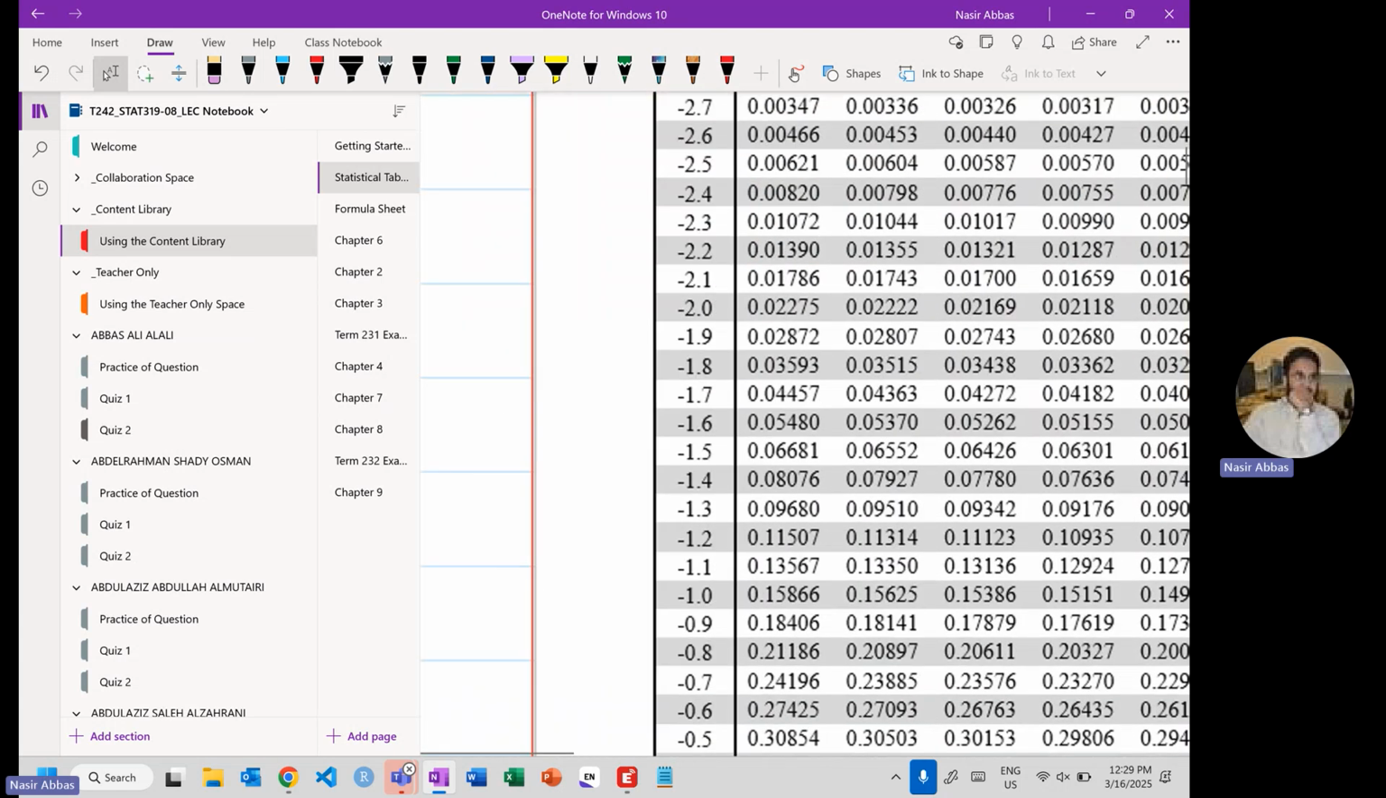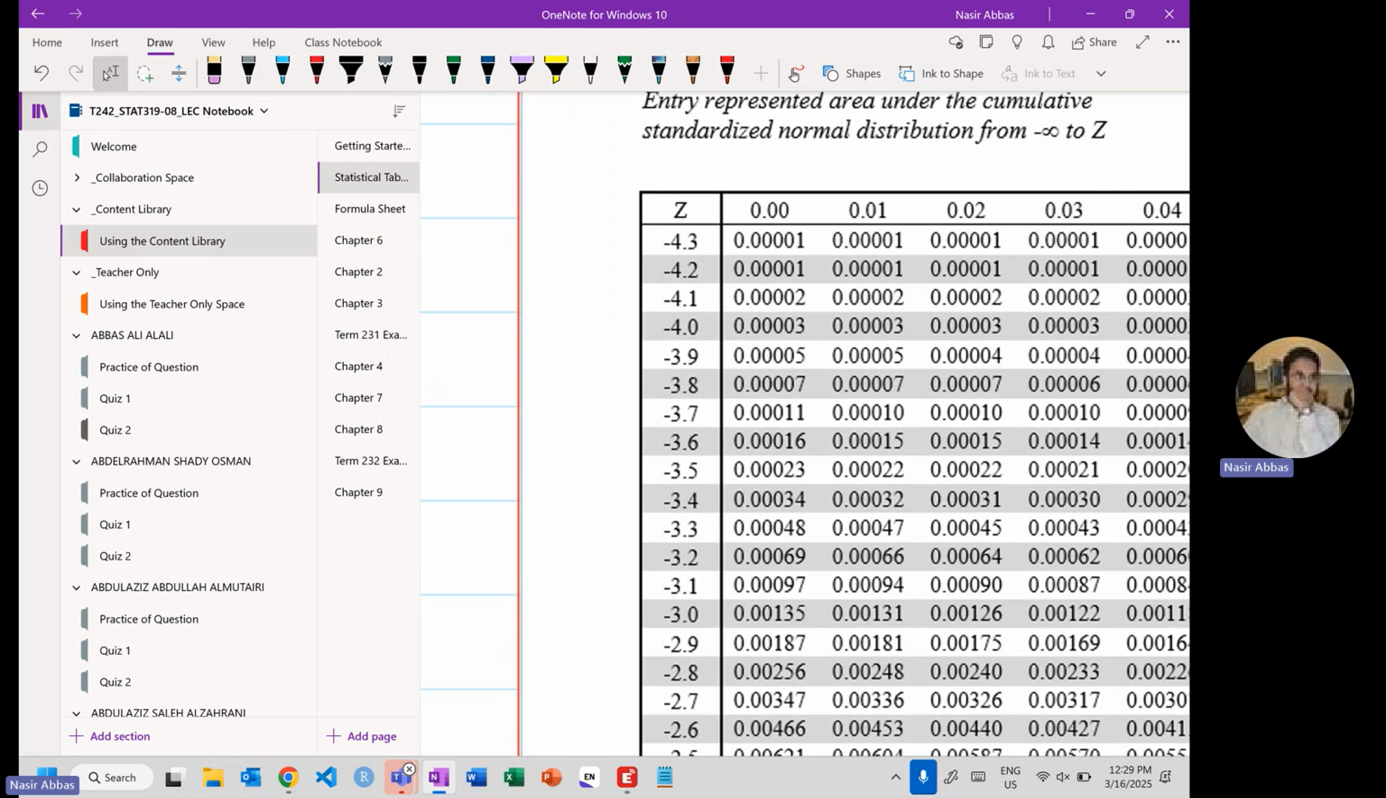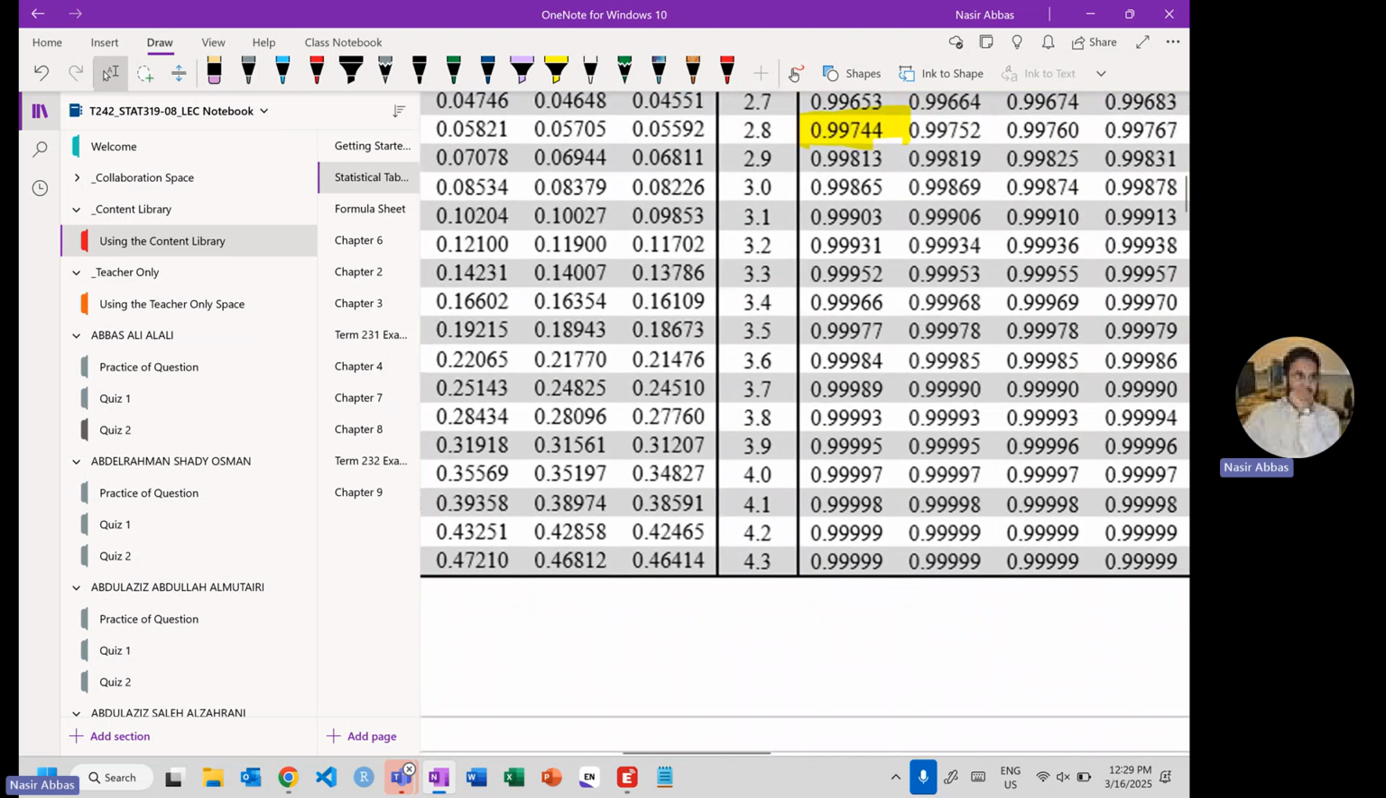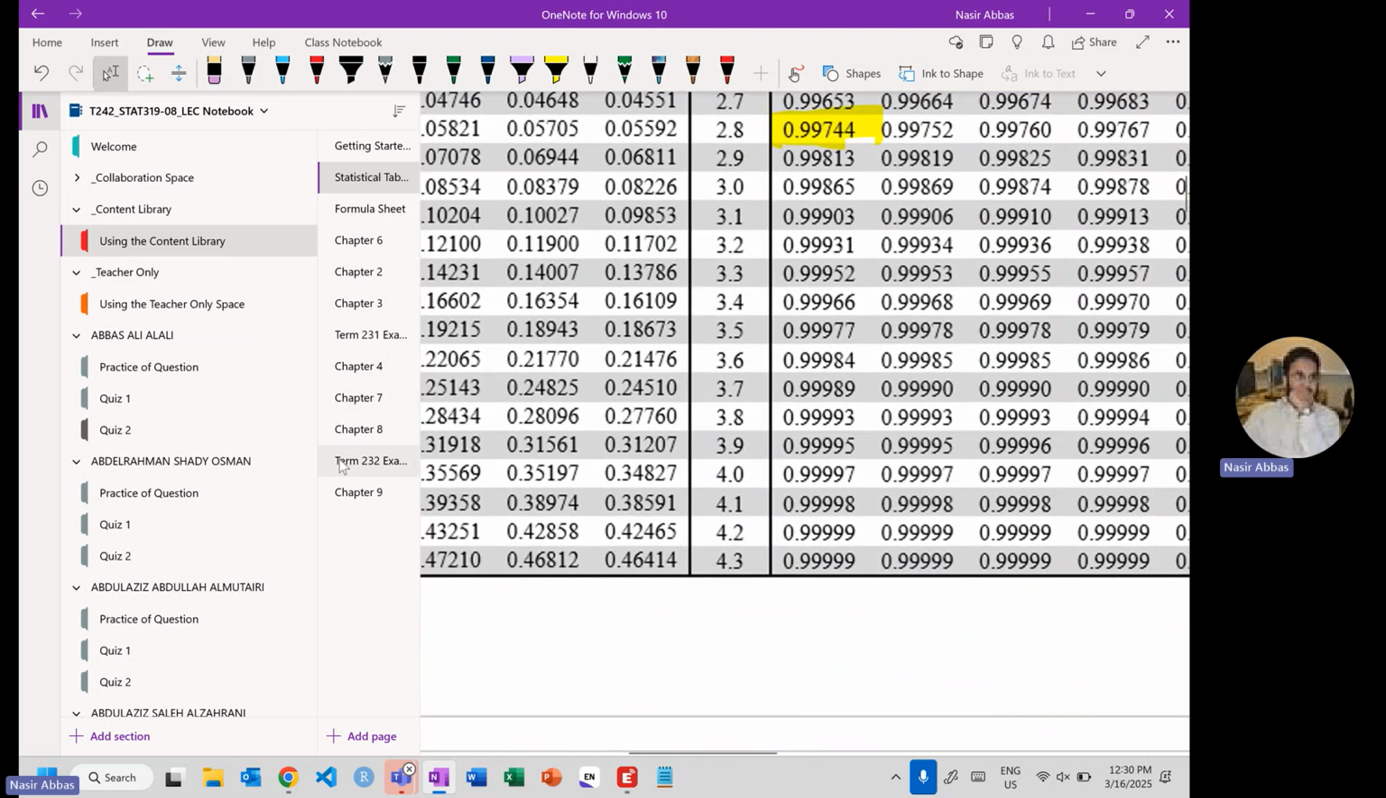What is the last available value in the table? Minus 4.39. This is already almost 0, correct? So less than minus 5 will be even smaller than this one, which is almost 0. So remember, you can have a value of z outside these minus 4.39 and plus 4.39. In that case, the less than probability will be either 0 or 1. If it is on the left tail, it will be 0. If it is on the right tail, it will be approximately 1. So for this case, luckily 4.00 was available, 0.99997.